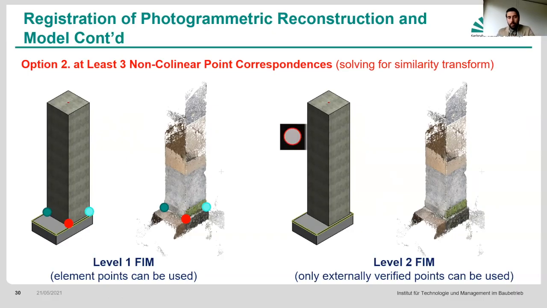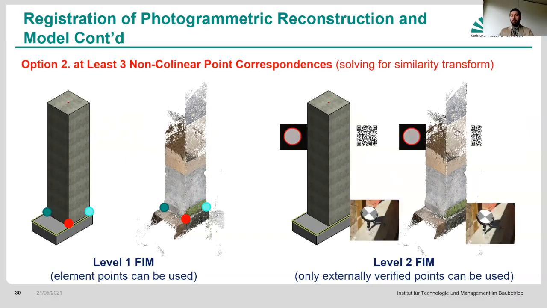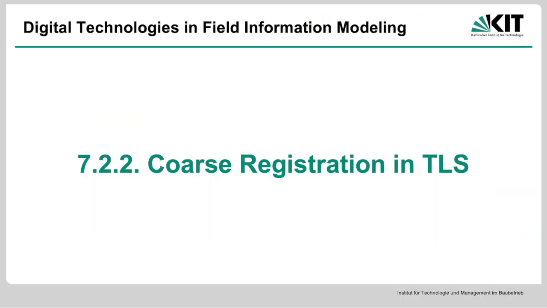So we need, again, at least 3 non-collinear points. We can have QR codes, but the most common is the circular or spherical targets, or these types of targets as well, that are control points with known locations.